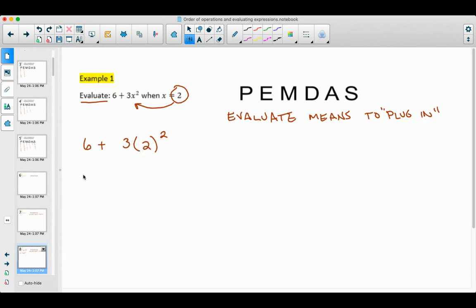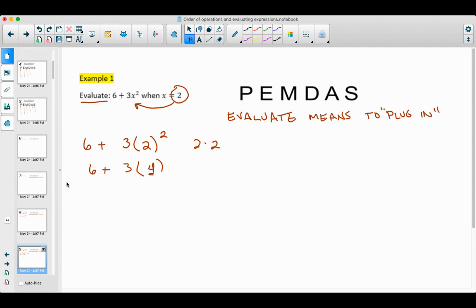Then I'm going to go in order, parentheses, there's nothing I can do inside these parentheses. Then I'm going to go over to exponents. I do have an exponent here, so that's going to be 2 squared. If you remember what the exponent means, it's this multiplied by itself this many times. So really it's going to be 2 times 2, and that's how I got this 4 here.